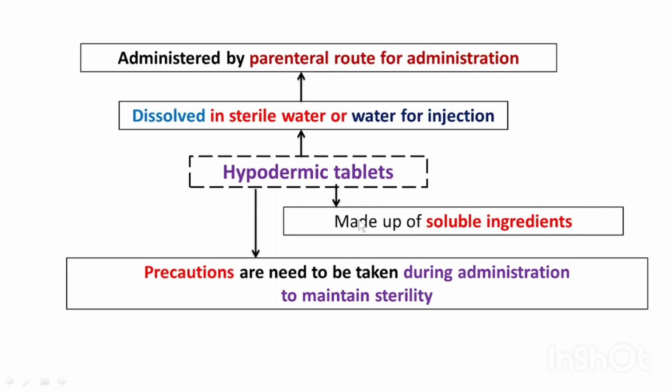Right. Hypodermic tablet. These are administered by the parenteral route of administration. First, we need to dissolve them in sterile water or water for injection. After that, we take it by the parenteral route of administration. So, they are made up of soluble ingredients. Mostly hypodermic tablets are made up of soluble ingredients because we need to dissolve them in sterile water. So, precautions need to be taken during administration to maintain sterility because here we take it directly into our systemic circulation, right?